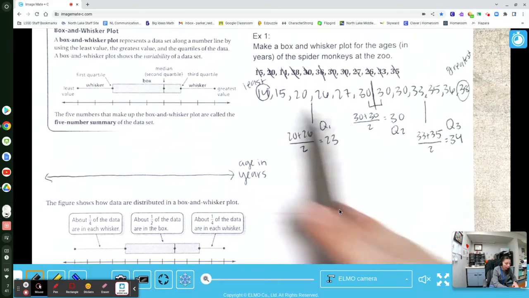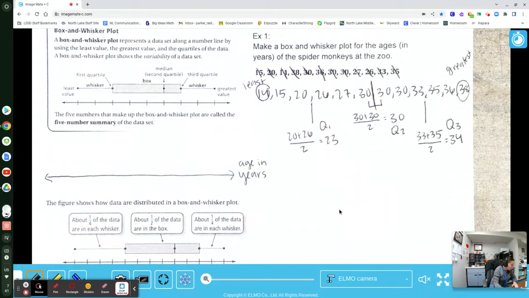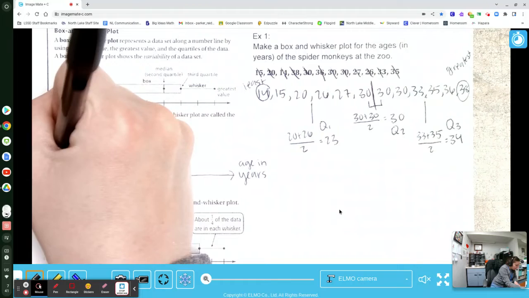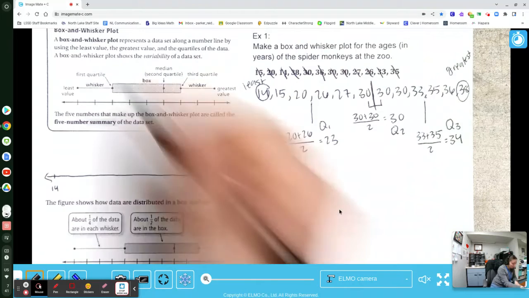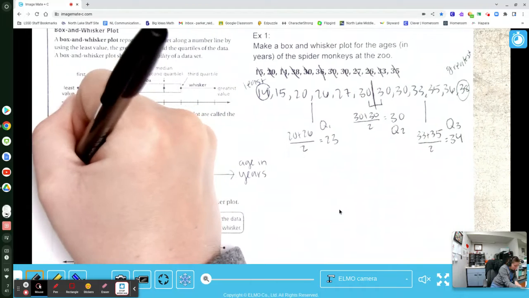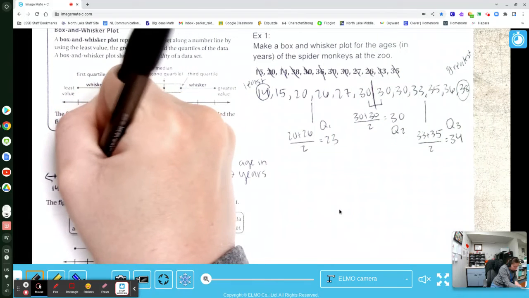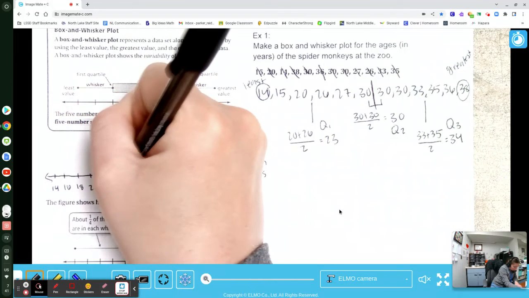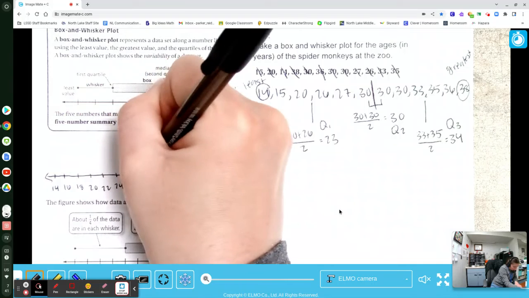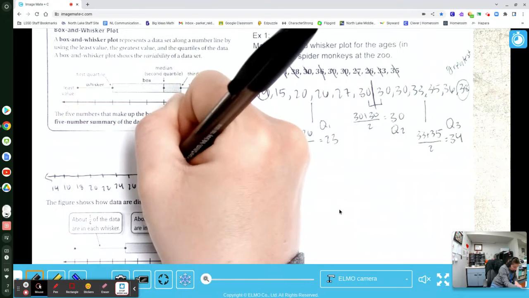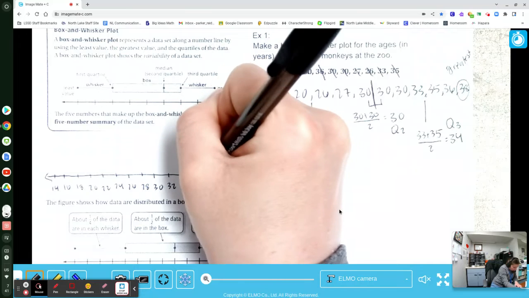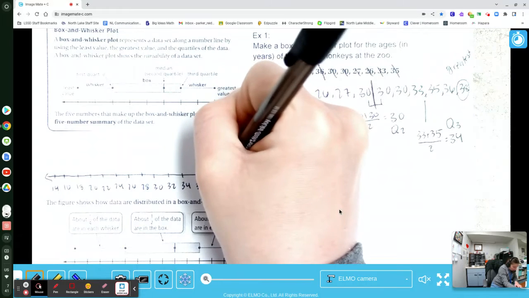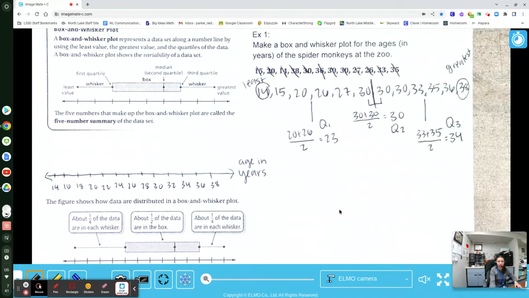Now I need to be able to plot all these numbers from 14 to 38. So I'm going to go ahead and start my number line at 14, and I'm going to make each tally mark worth 2. So I'll go 16, 18, 20, 22, 24, 26, 28, 30, 32, 34, 36, 38. Perfect. So I have my number line.